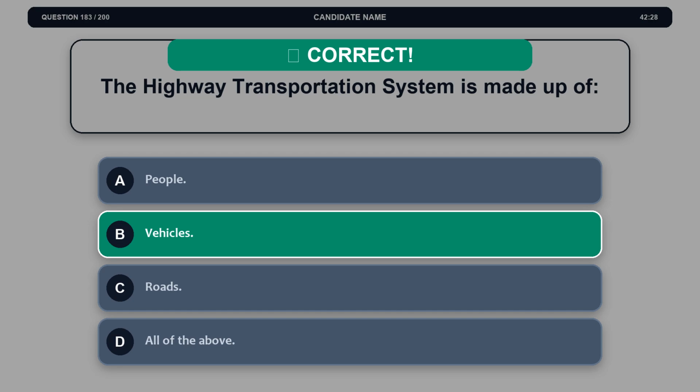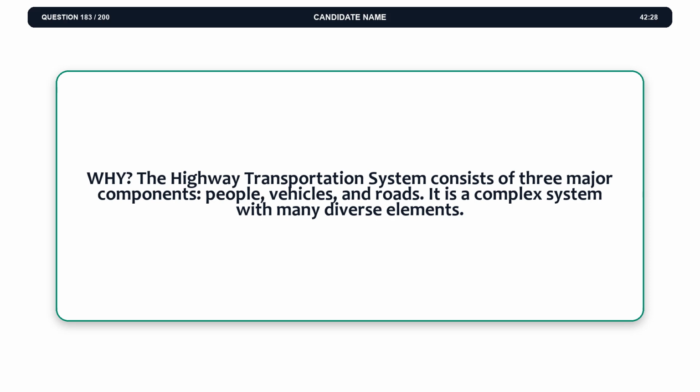The correct answer is option B, vehicles. Explanation. The highway transportation system consists of three major components: people, vehicles, and roads. It is a complex system with many diverse elements.